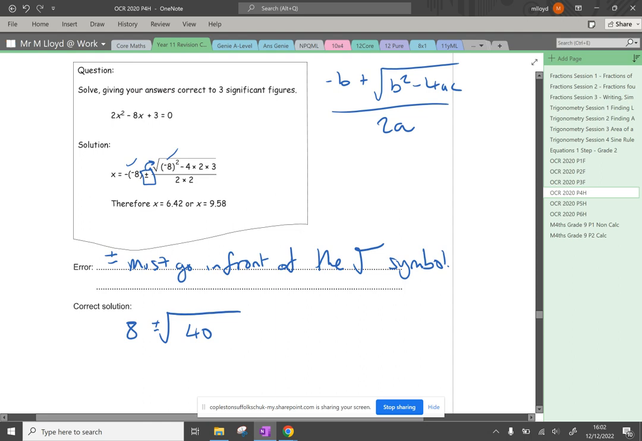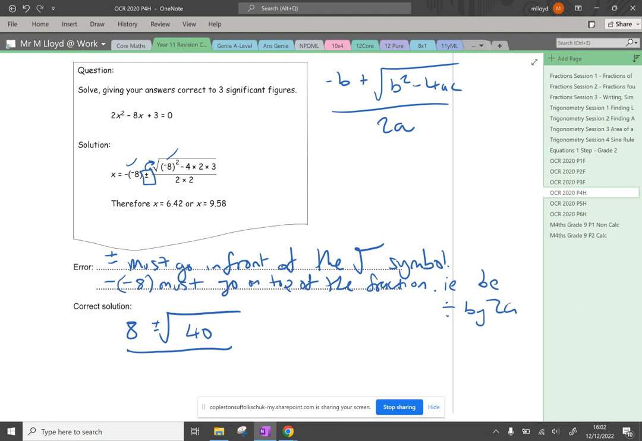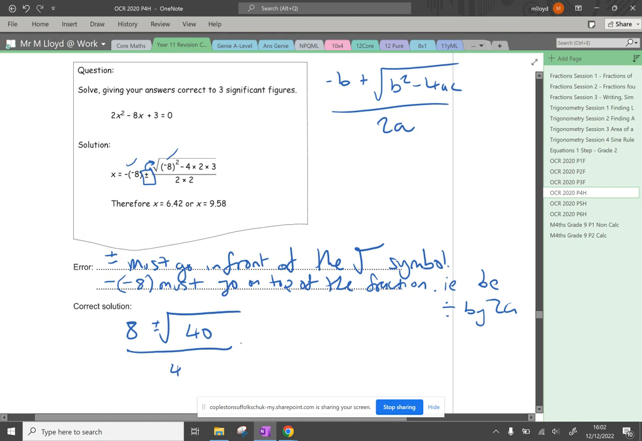Oh, and also, actually, the minus 8 must go on top of the fraction, i.e. be divided by 2a. So that's really important to remember as well. So that's all over 2a. So that's another mistake. Maybe I'll get extra credit there for coming up with 2 errors. Probably not. So that's all going to be divided by 4.